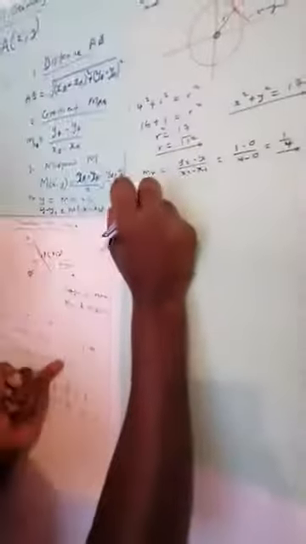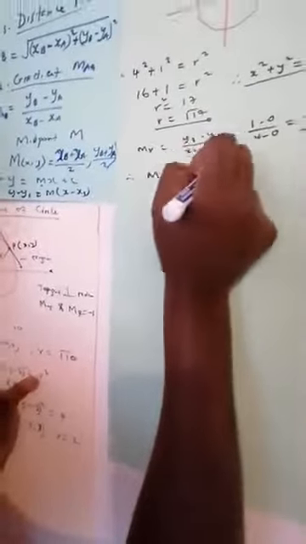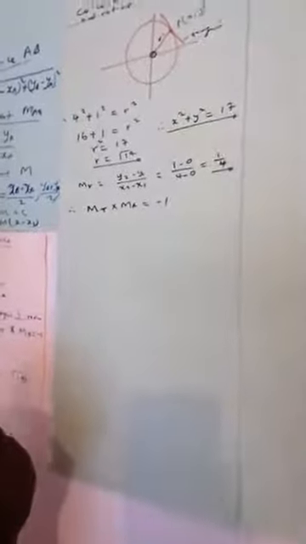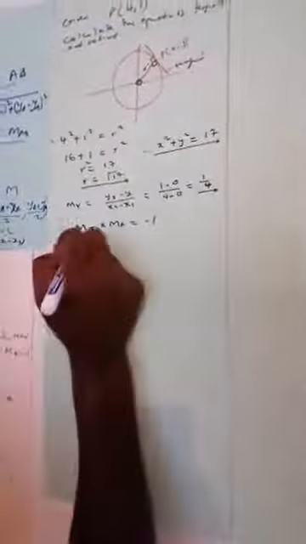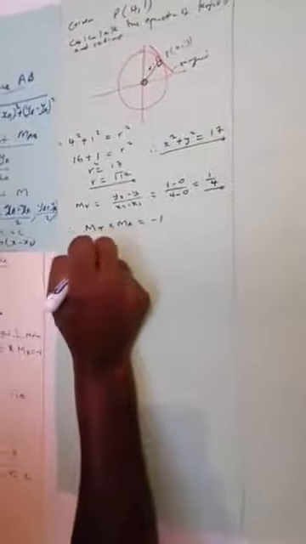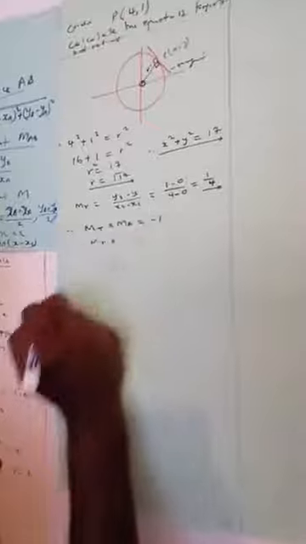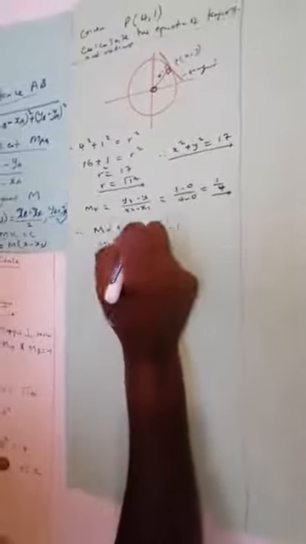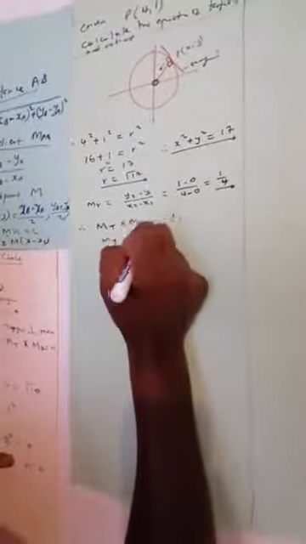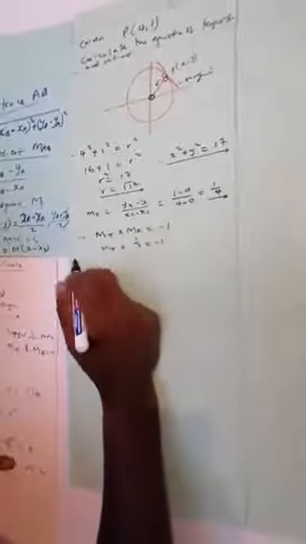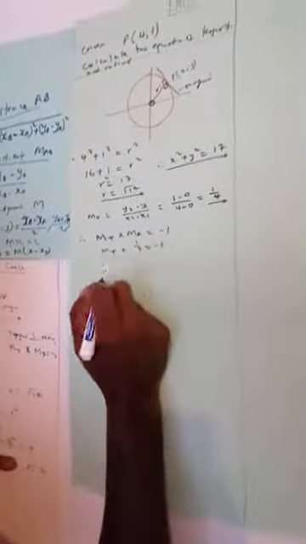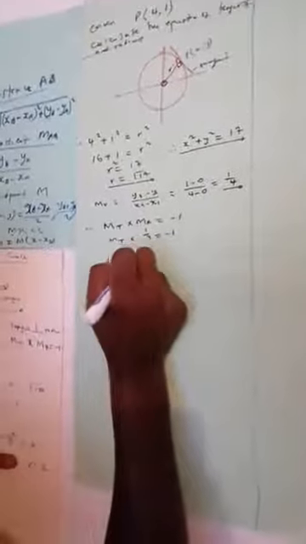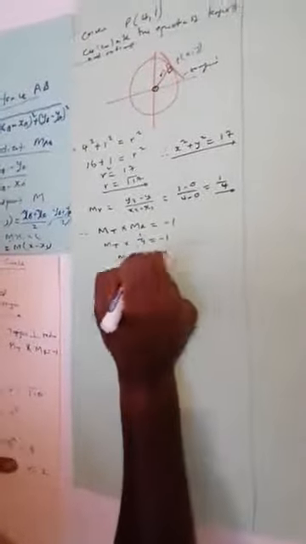And you know that from here, we said the gradient of a tangent, mt, times the gradient of a radius, mr, must be equal to -1, because they are perpendicular. It means they are at 90 degrees. So the gradient of the tangent times the gradient of the radius, 1 over 4, equals -1. So if you multiply by 4, the gradient of the tangent is equal to -4.